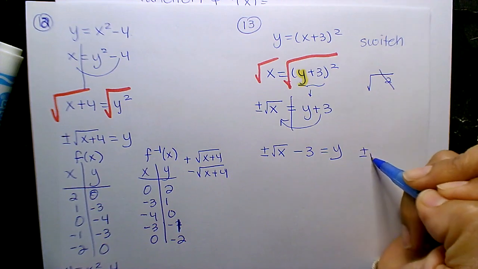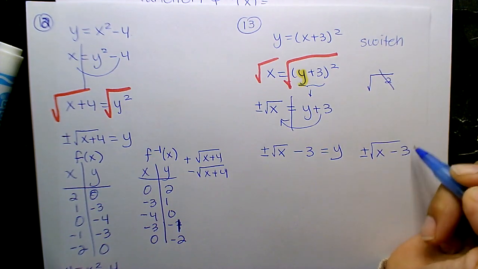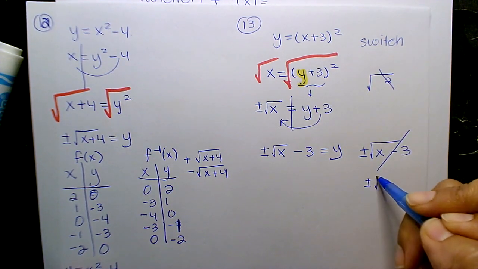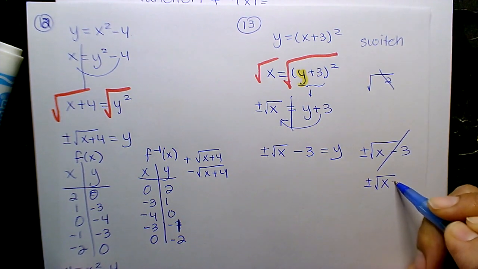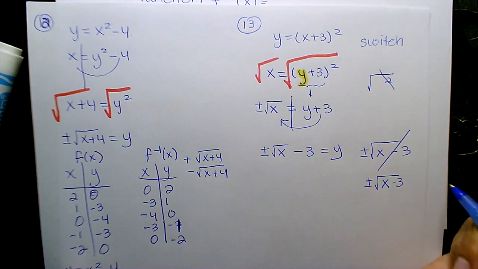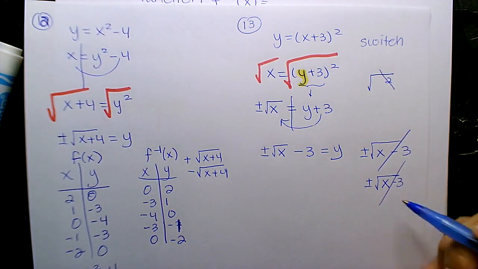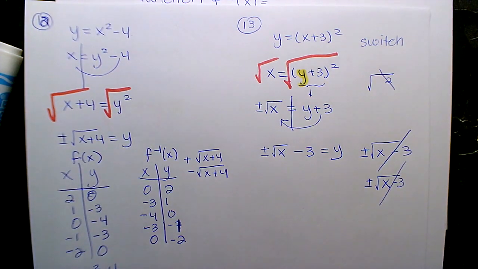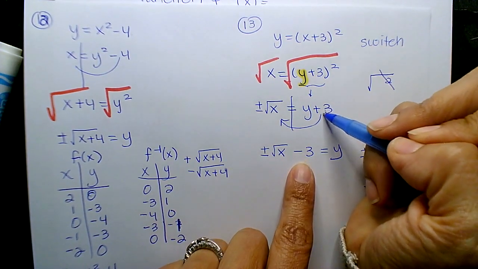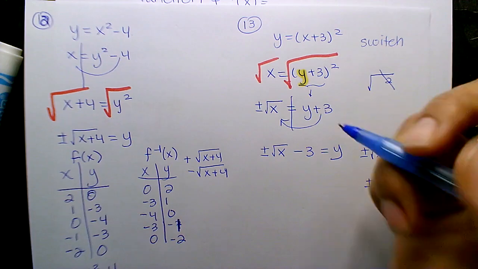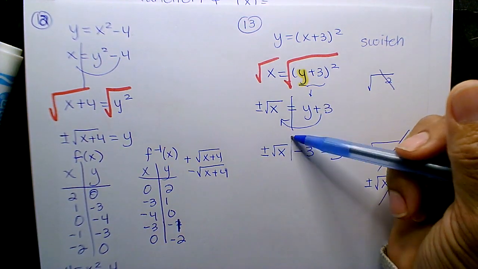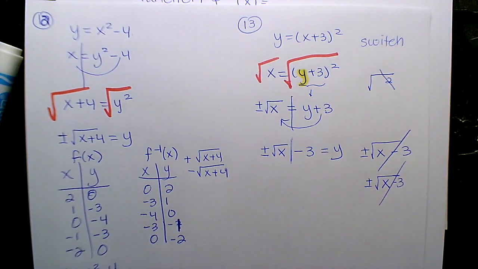If you guys were to messily do this, I will dock you. If you in any way have that 3 kind of under that radical, I will dock you. The 3 constant is coming over after the square root, so make sure there's definitely a dividing space between the rad x and that -3.